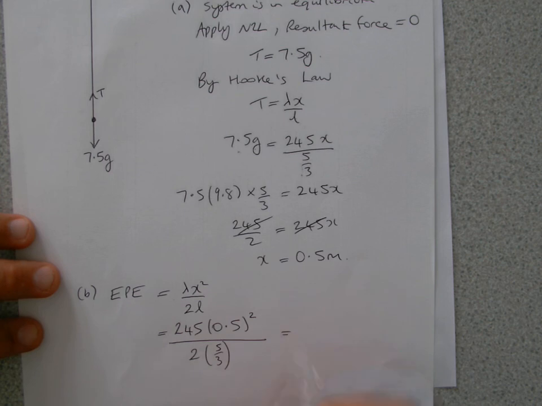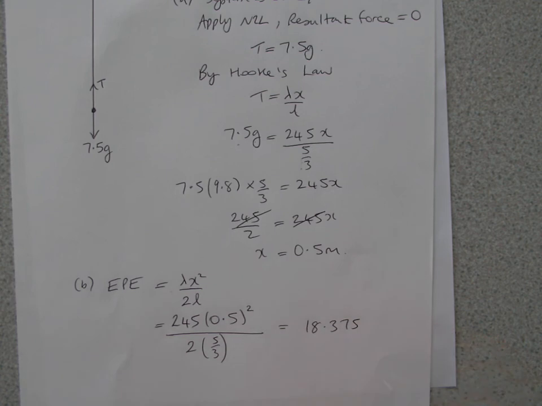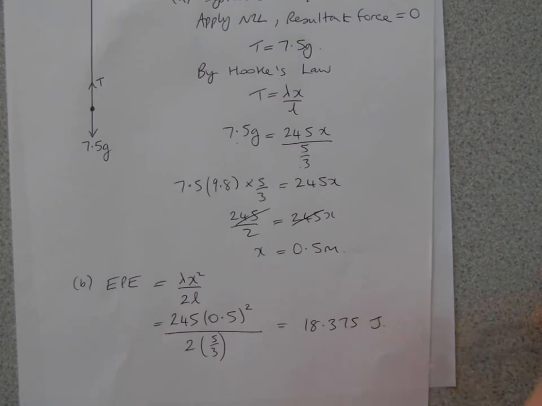So we get that there. So we just got to plug that into our calculator, and we'll get an answer. So when I type it into the calculator, I get 18.375, and of course because it's energy we need to write down joules there.